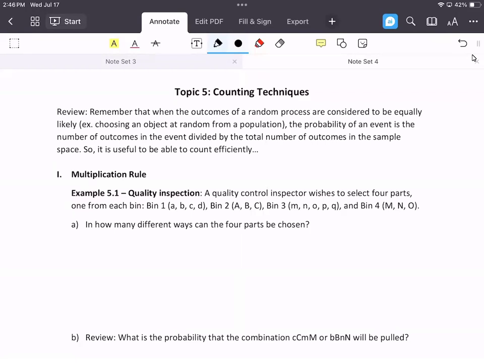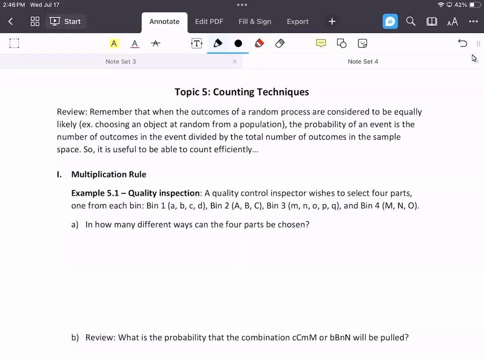So let's start with the basic multiplication rule. Let's suppose, example 5.1, that there's a quality inspection and a quality control inspector wishes to select 4 parts, one from each of the bins. Bin 1 has little a, b, c, d, bin 2 has capital A, B, C, bin 3, and then bin 4. How many different ways can the 4 parts be chosen?